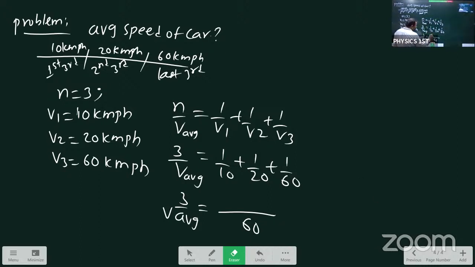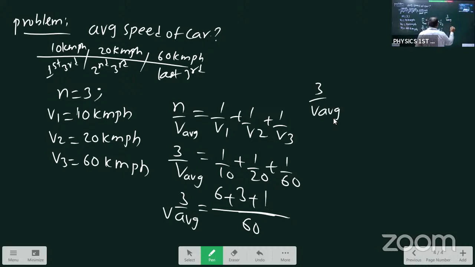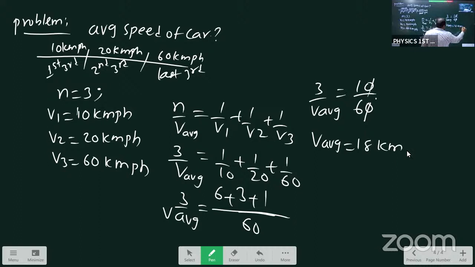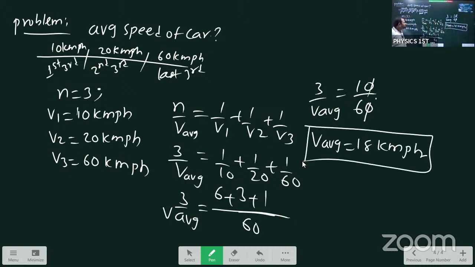What is the value? 6, 3, 1. Because here we are doing LCM: 60 by 10 is 6 into 1, 60 by 20 is 3 into 1, 60 by 60 is 1. Total 3 by V average equals 10 by 60. 0, 0 cancel. Cross multiply. This is the average speed of the car.